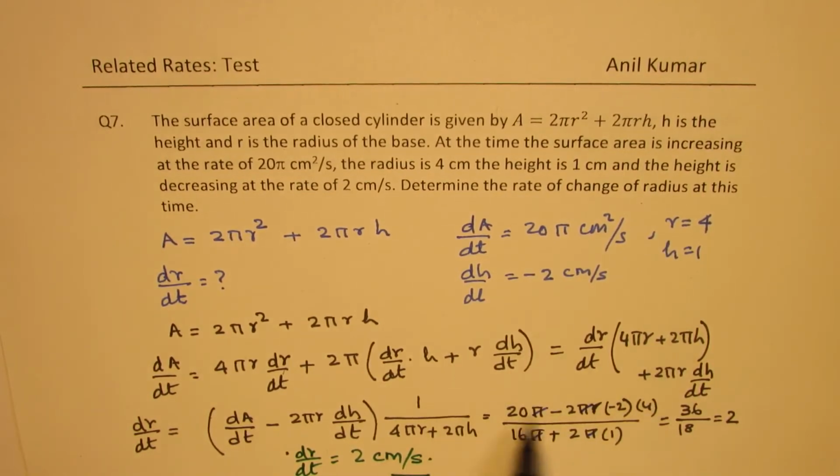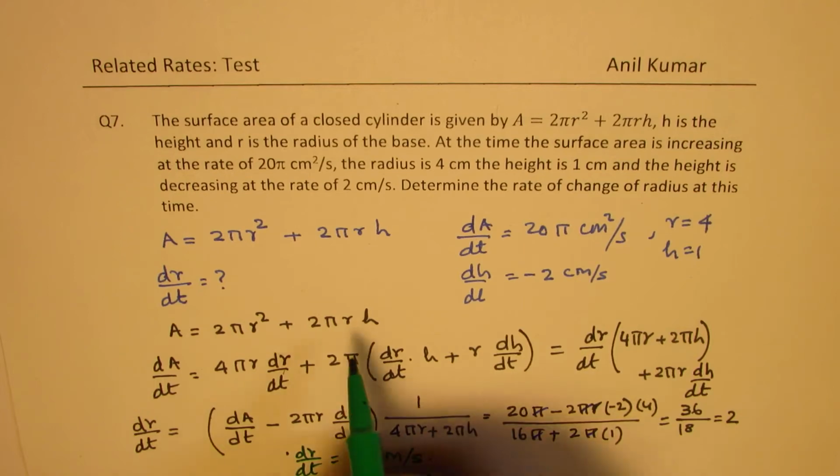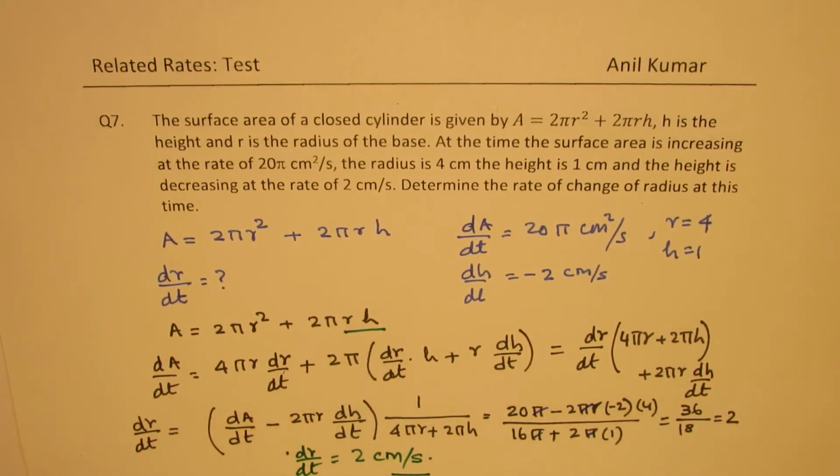So you may have to rearrange or things like that, but you could substitute the values directly and then isolate dr/dt to find the result. Don't forget to apply the product rule at this stage. So I hope that makes sense.